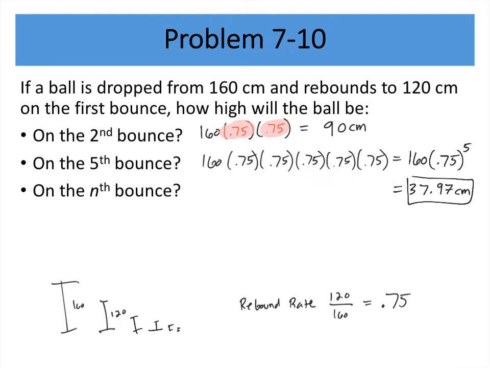Well, if I want to know the 10th bounce, what's the thing that's changing every time? The only thing that changes during the number of bounces is this exponent. So if I want to know the 10th bounce, or the nth bounce, some unknown number of bounces, it's my starting point, which is 160, times the rebound ratio to the power of the number of bounces that happens. If the number of bounces is 100, that's going to be 100. If it is 20, that's going to be 20. If it is 5, that's going to be 5.